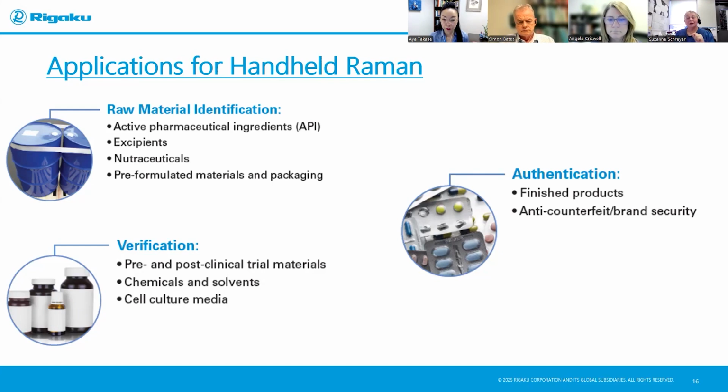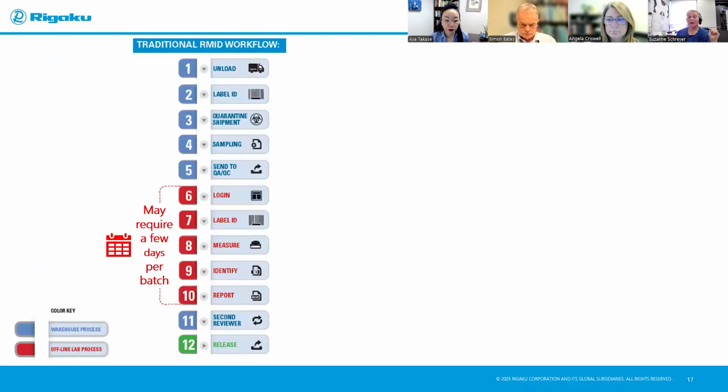Okay. The other one you can use it for is actually authentication. So you can check for brand security. You can check if you have a counterfeit material, or if any of your customers sent in a product that they think there's something wrong with, you can scan that material as it comes in and compare it to your retained samples, to make sure that everything is okay. So it can be used throughout the entire process.